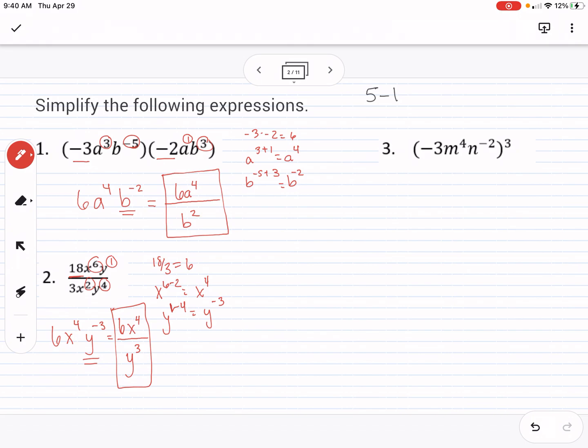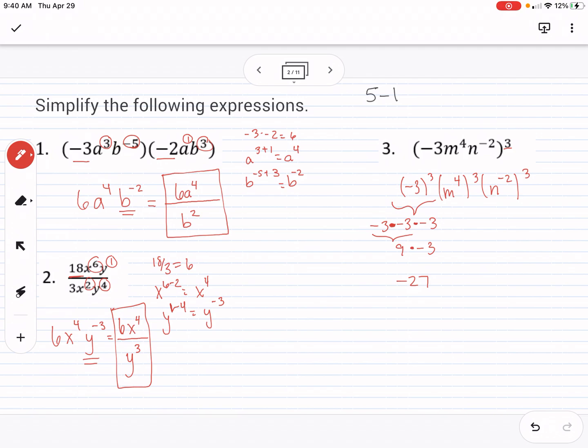Question 3, we have a power of a power. I'm going to begin by rewriting this so everything is to the third power. So I'm going to start with negative 3 to the third power. That means we're doing negative 3 times negative 3 times negative 3. This becomes 9 times negative 3, or negative 27.